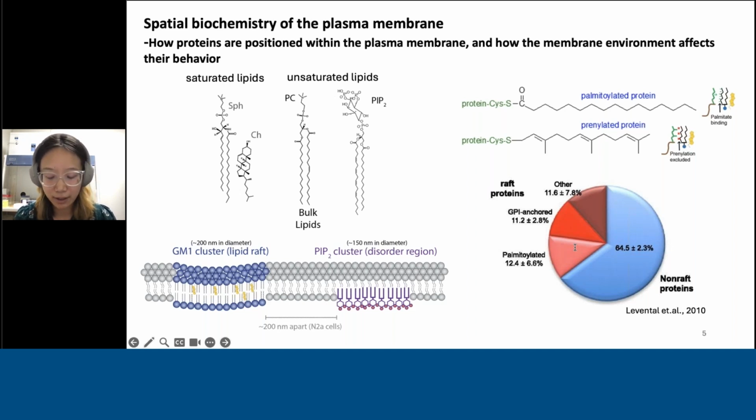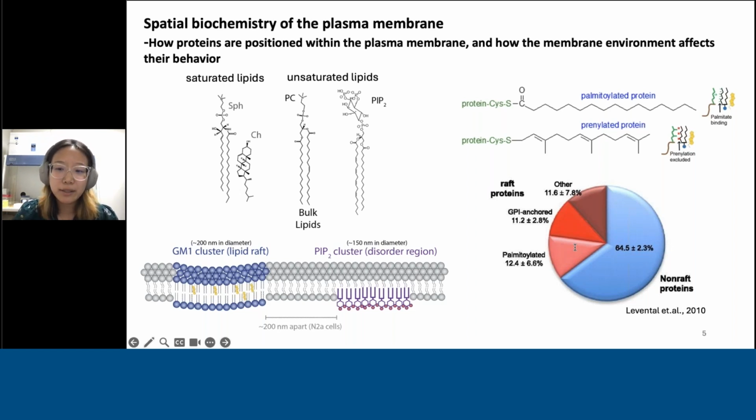And in our case, TREK-1, which was published in the lab, also has binding sites for the PIP2 domain, suggesting these receptors would have affinity for different regions on the membrane, and there's potential trafficking between these different domains, changing their functionality.